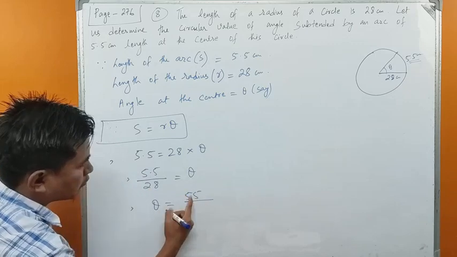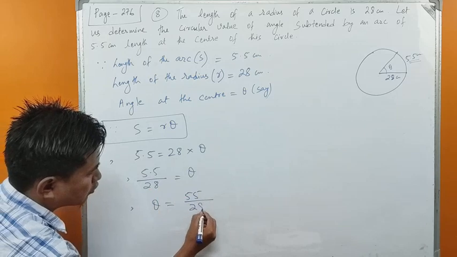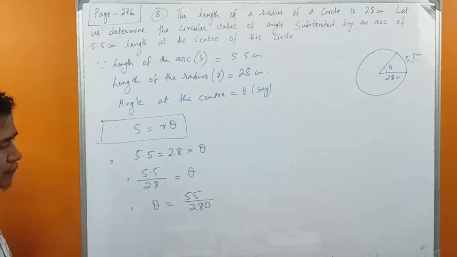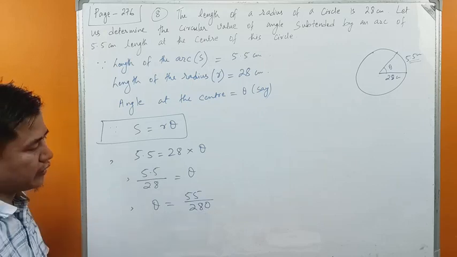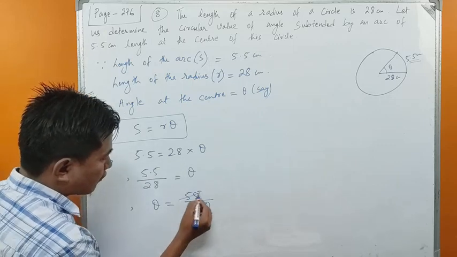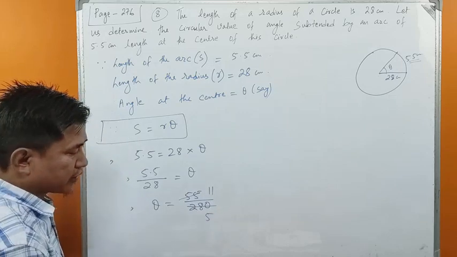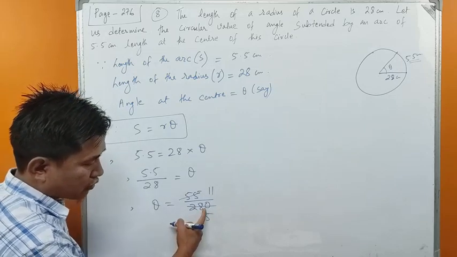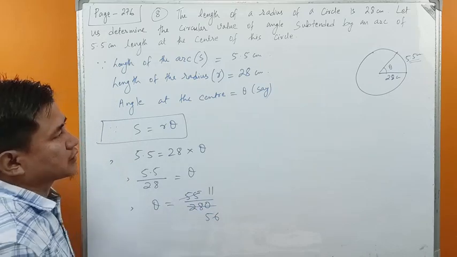We remove the decimal point from the numerator and introduce 10 in the denominator. 280. There was a decimal point before one digit, so we introduce 10 in the denominator. So 5 11s are 55, 5 5s are 25, plus 3 is 28, isn't it? So 5 6s are 30. So theta equals 11 upon 56, isn't it?